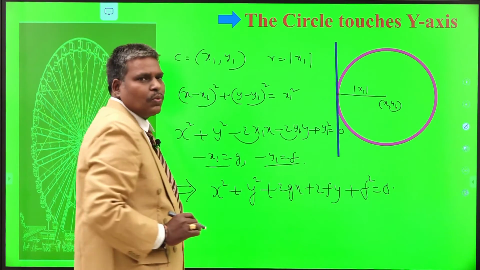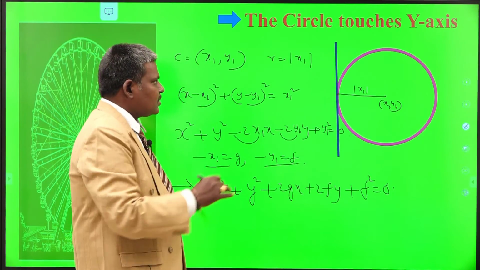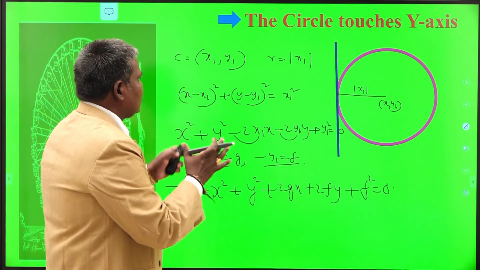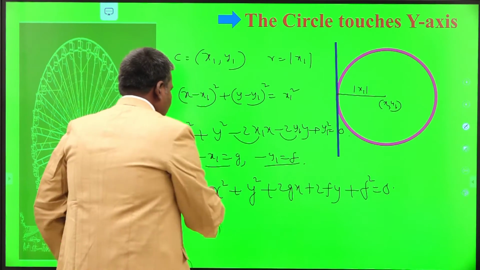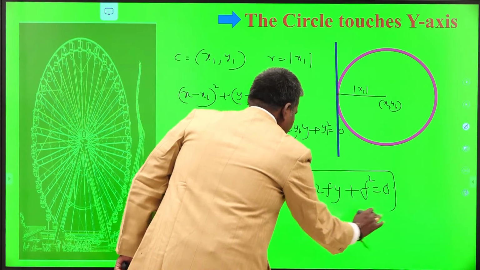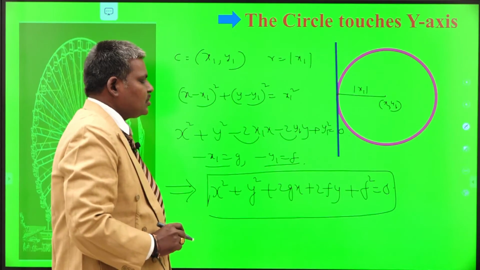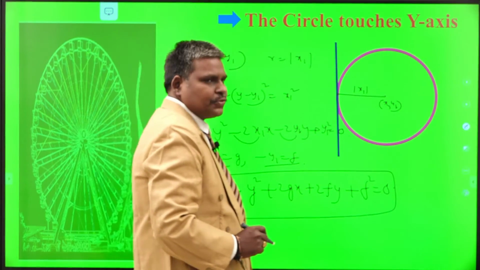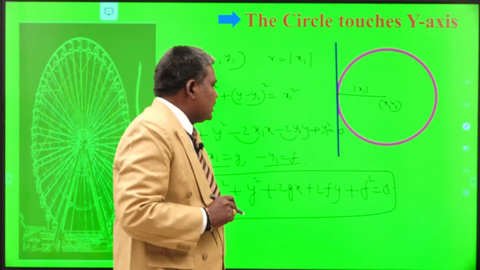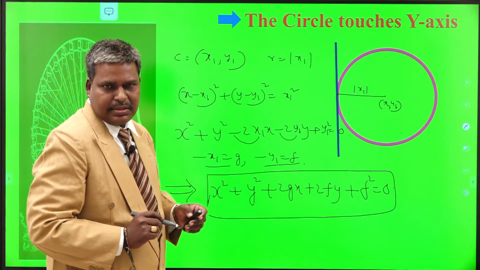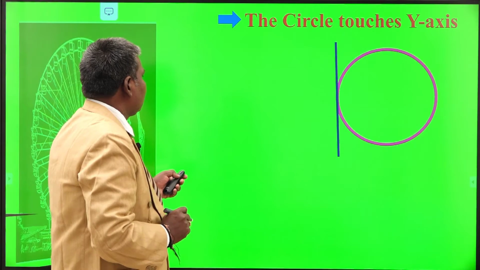which touches y-axis. See all the things here, what is happening, how the circle equation, how the conditions are varying from one to another. Please observe carefully, students. x square plus y square plus 2gx plus 2fy plus f square equal to 0 is the equation of circle in the standard form which touches y-axis. Okay. Next one.